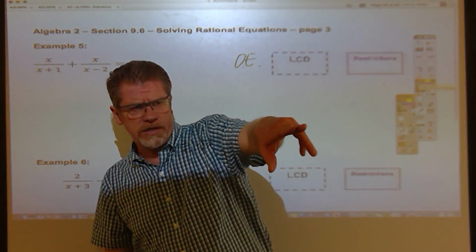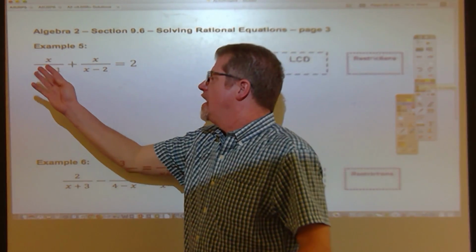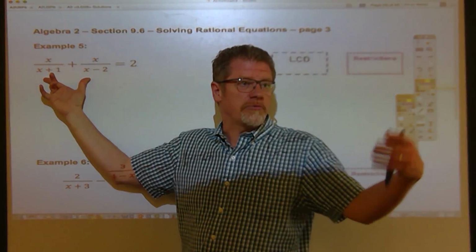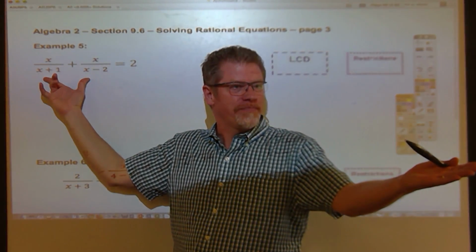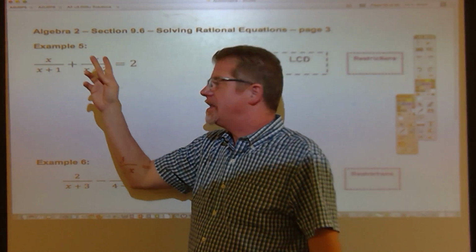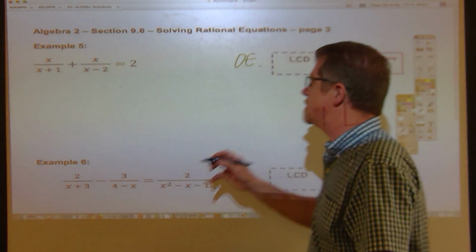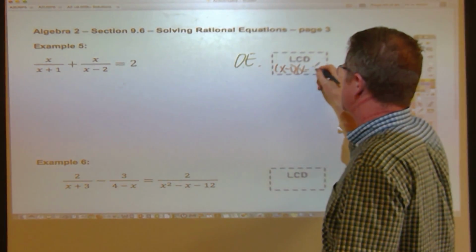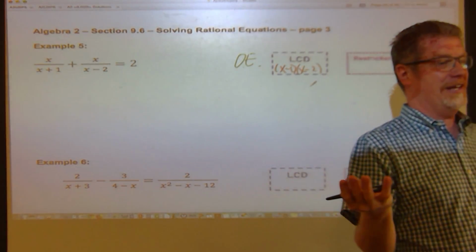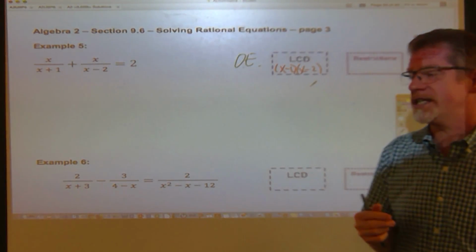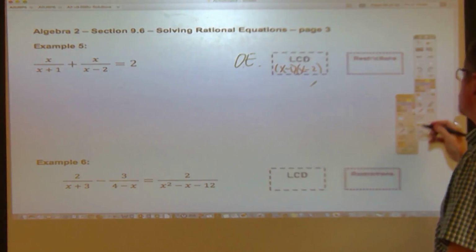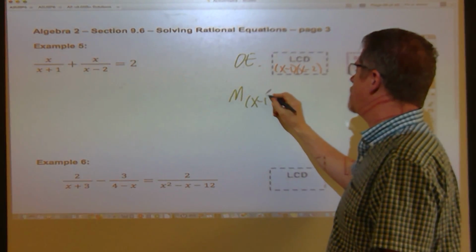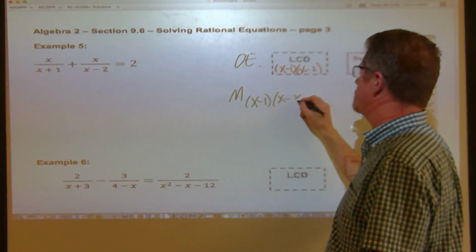Does this seem kind of confusing? Okay, if this were a 4 and that were a 5, the lowest common denominator would be 4 times 5 or 20, right? But this is an x plus 1, that's an x minus 2, so for the lowest common denominator, you just multiply them together. It's going to be x plus 1 times x minus 2. That's all there is to it. So fill that into the LCD box. That means we are going to multiply both sides by the lowest common denominator, x plus 1 times x minus 2.